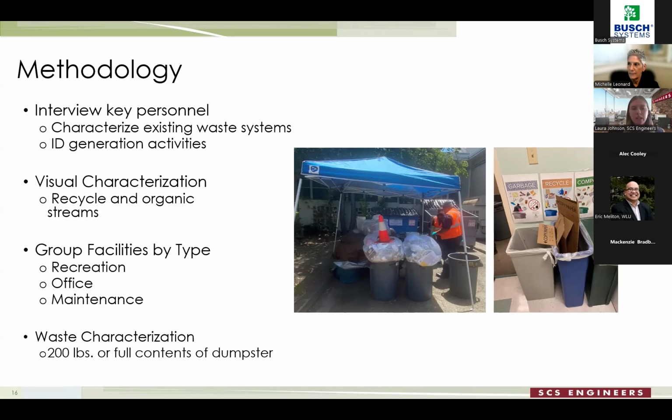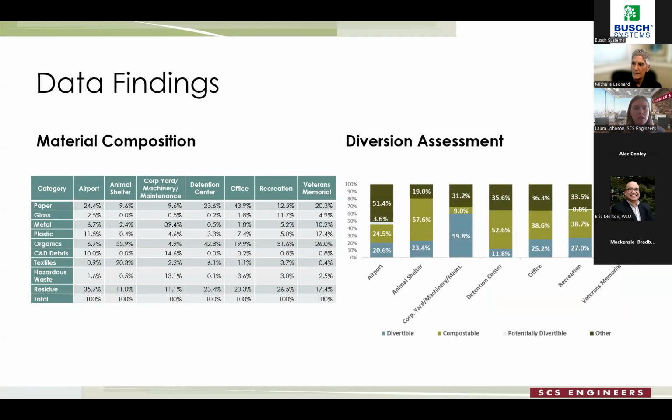So once we did that, we were able to collect some data, and we broke it out into those 7 facility types that I had mentioned. So airport, animal shelter, maintenance yards, any detention centers, offices, recreation and parks, and some veteran memorial buildings. And you can see here, it's kind of small, but it is a highly variable waste profile that we were seeing as we moved between facilities.